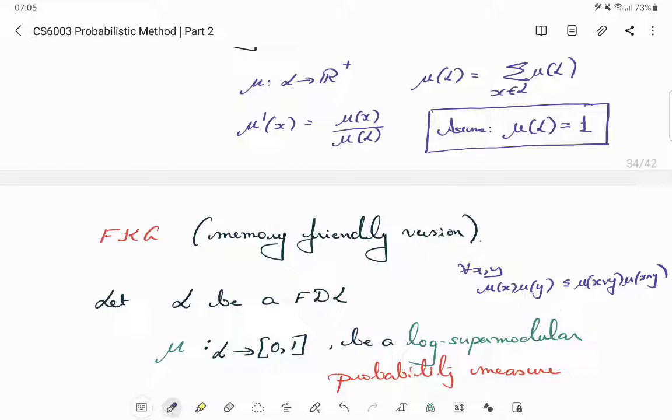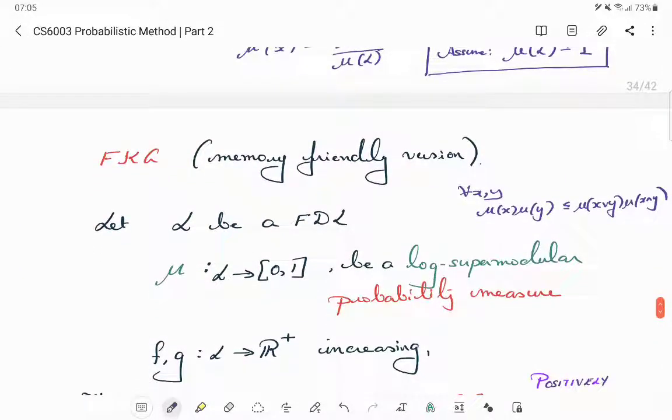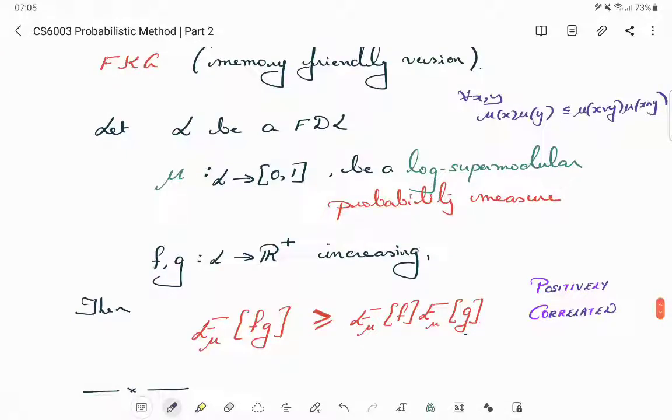So if it is such a probability measure, and f and g, I am not changing anything, are just increasing functions, this whole FKG inequality is essentially saying that the expectation under this probability measure mu of the product function fg is greater than or equal to the product of the expectations. So this can be remembered as f and g are positively correlated.